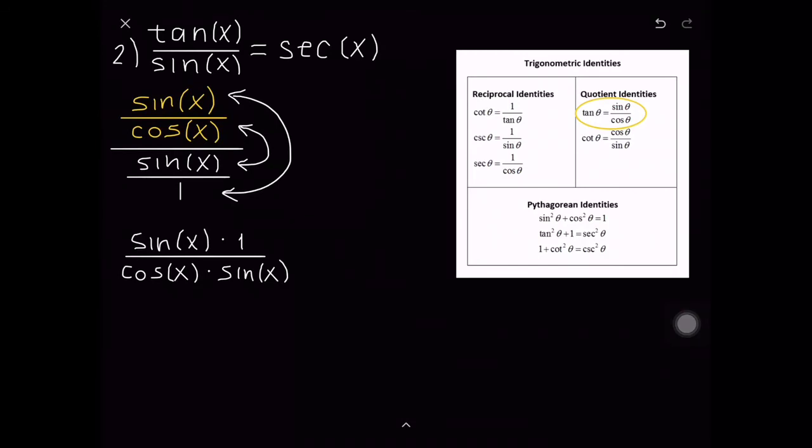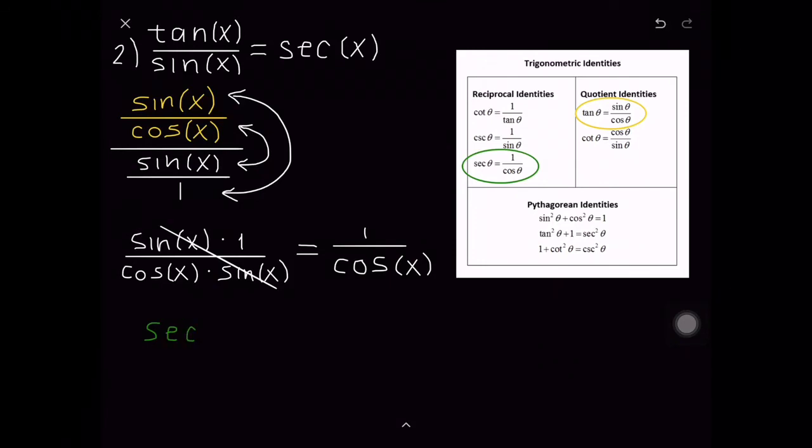Now what we can do here is eliminate the sines, and that will leave us with 1 over cosine of x. Now if we take a look at our reciprocal identities, here we have that secant of the angle equals 1 over cosine of the angle. So we can replace this with secant of x, and again we are proving our identity as we have secant of x on both sides.